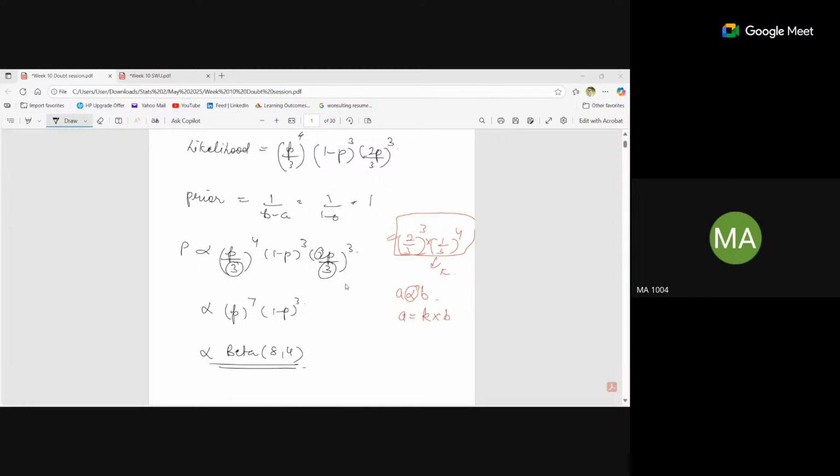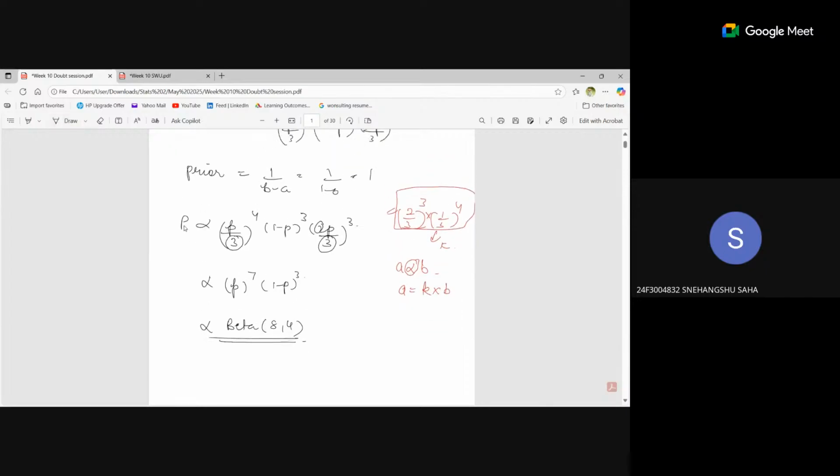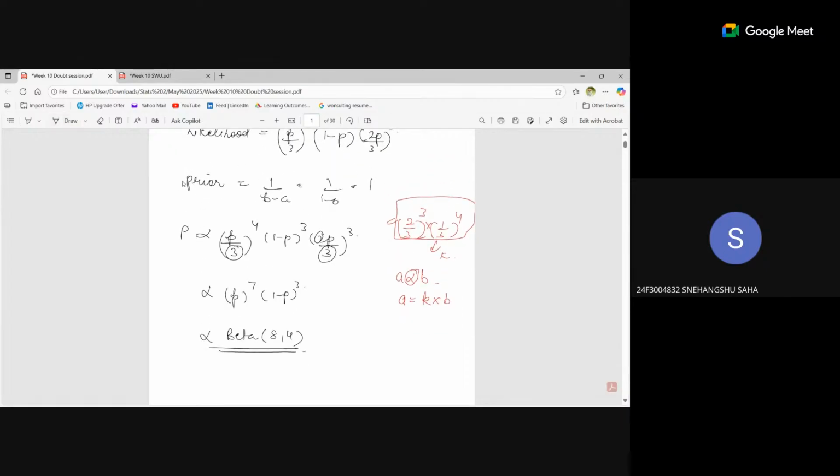Beta 8 comma. Yes, correct, ma'am. Now, in the second question, it will be just the average of the beta, that is 4 by 8 plus 4. Correct. So my posterior mean would be what? It will be 8 by alpha plus beta upon 12, which is 8 by 12. You have to calculate this value.